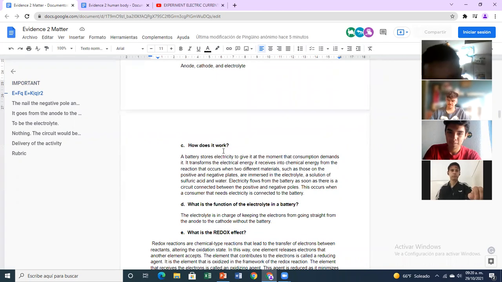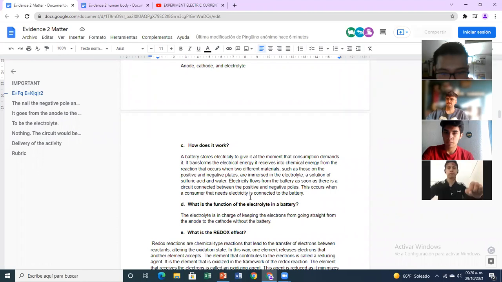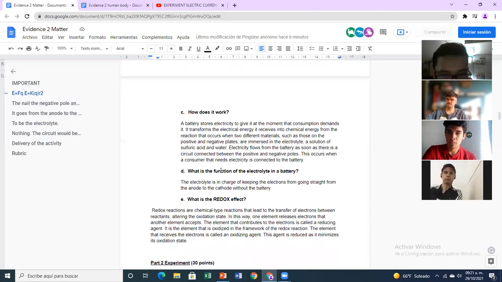A battery stores electricity to give it at the moment that consumption demands it, transforming the electrical energy it receives into chemical energy from the reactions that occur when two different materials, such as the positive and negative plates, are immersed in the electrolyte, a solution of sulfuric acid and water. Electricity flows from the battery as soon as a circuit is connected between the positive and negative poles. This occurs when a consumer that needs electricity is connected to the battery.